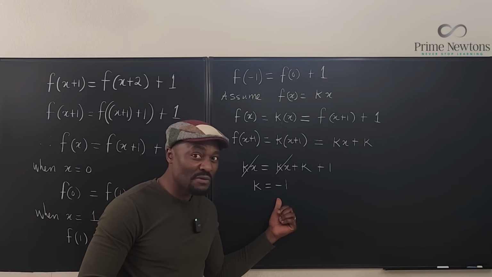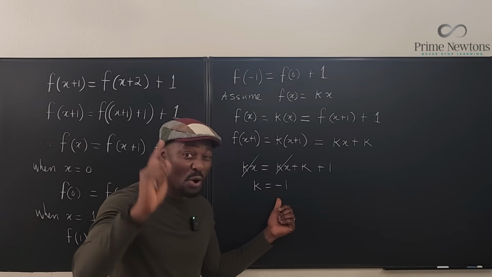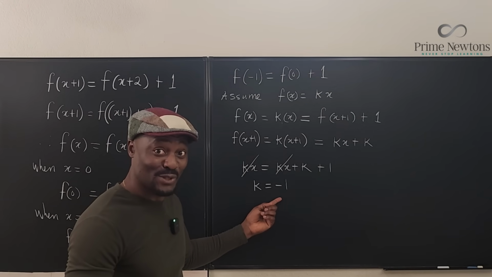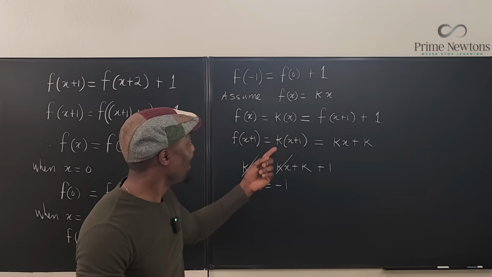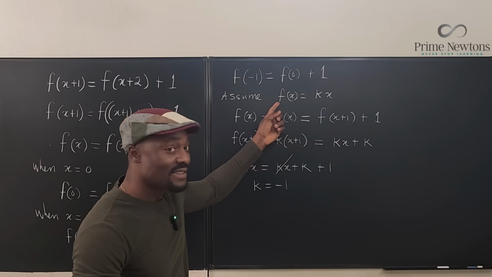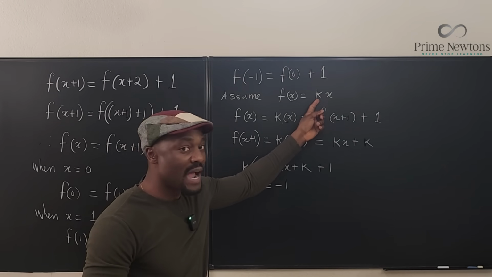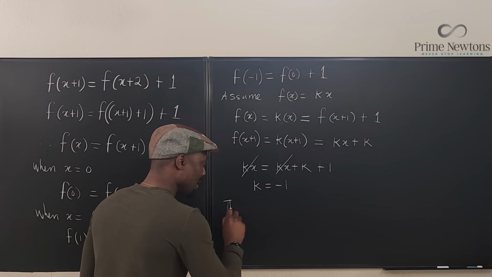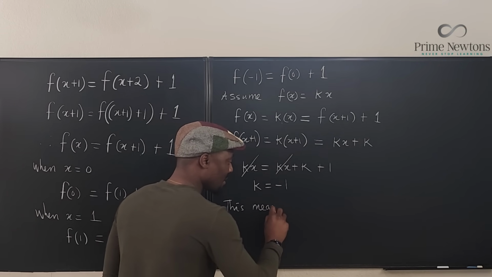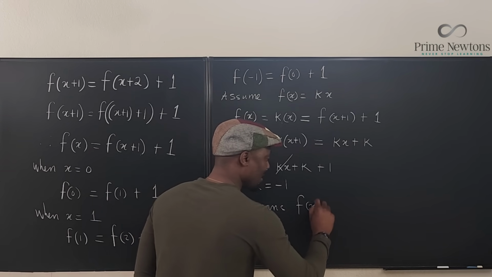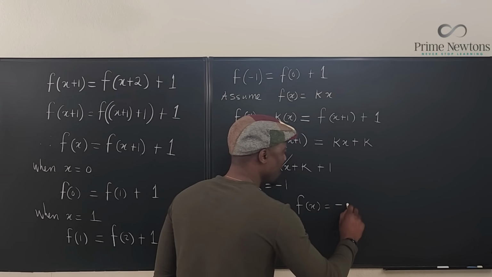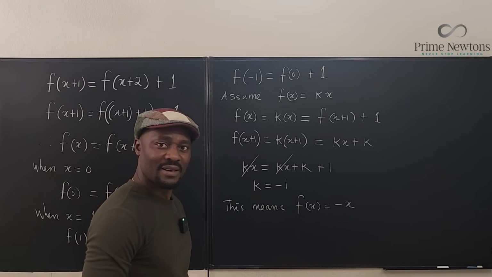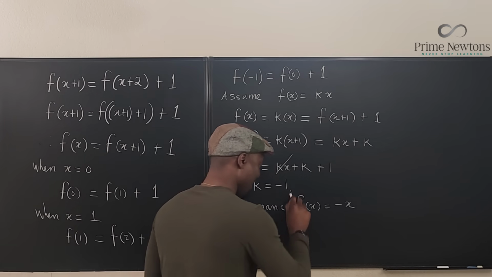So we found an actual value of k. That means if this assumption was true, and it looks like it's true because we got an actual value for k, then f of x is minus 1 times x. This means f of x is equal to negative x. What? Yes, that's the answer.